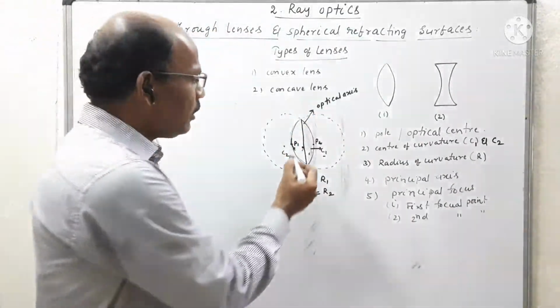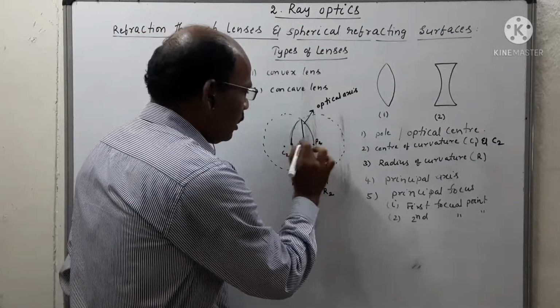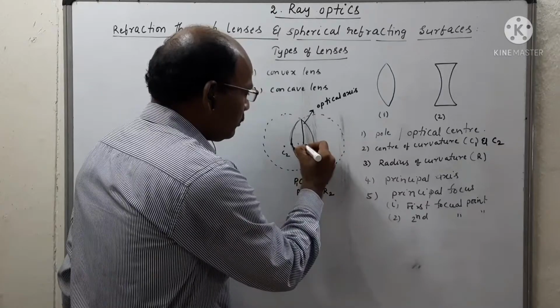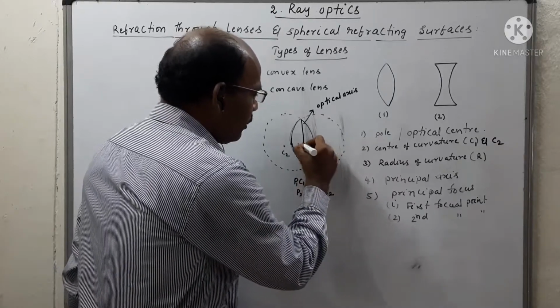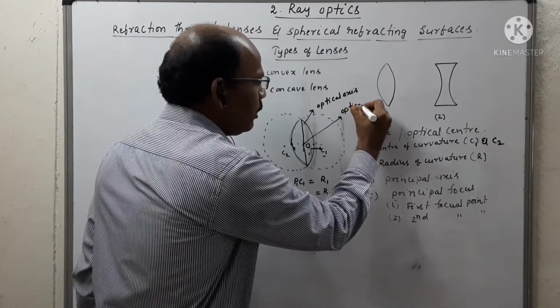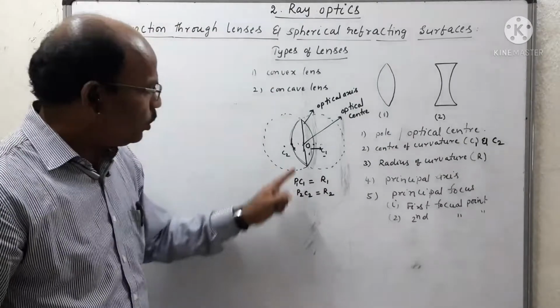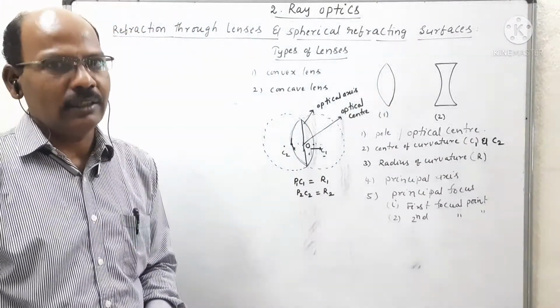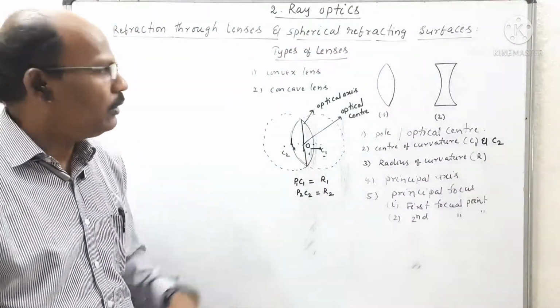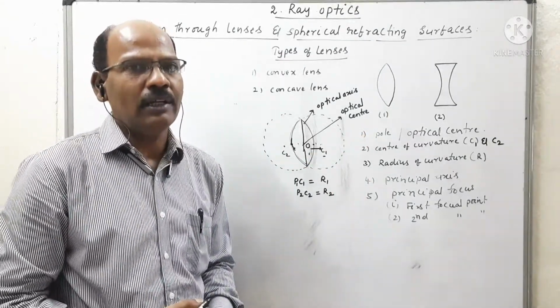The center point of the optical axis is called optic center. So O can be called optic or optical center. So O is called optical center. So the center point of a convex lens or concave lens is called optical center.